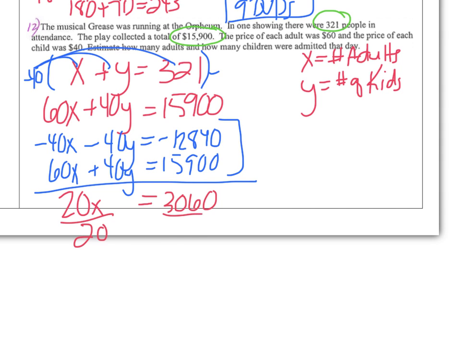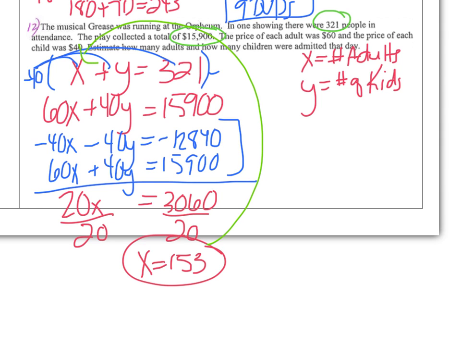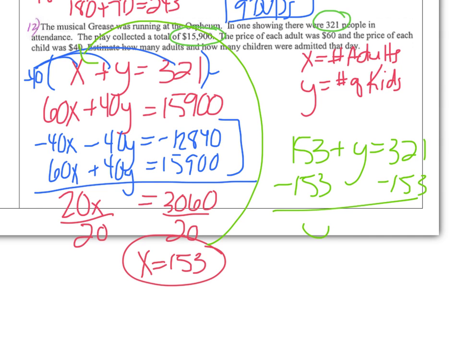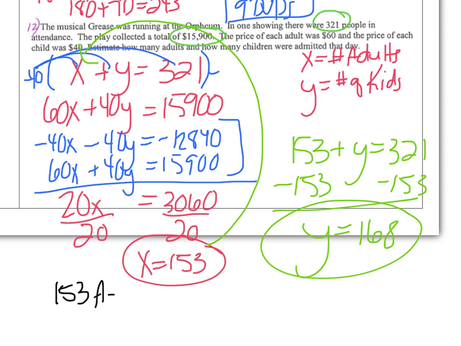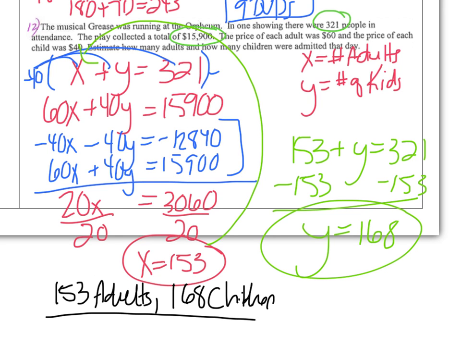To get x by itself, divide by 20. When you do that, you're going to get that x is equal to 153. If x is 153, let's put that back in here and solve. So 153 plus some value is 321. Subtract 153 from both sides, and that's going to give you 168. Now answer the question. Be careful what the variables stand for. So there's 153 adult tickets, and there were 168 children. And that's our final answer.